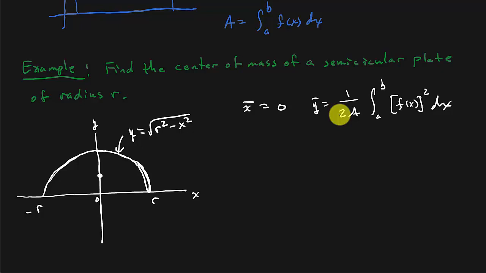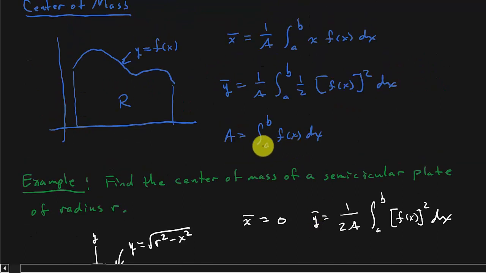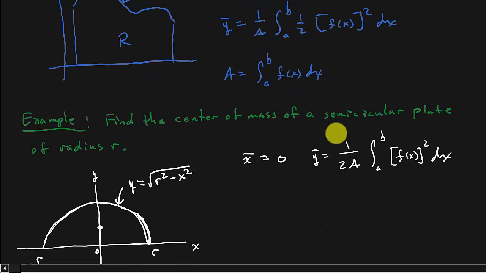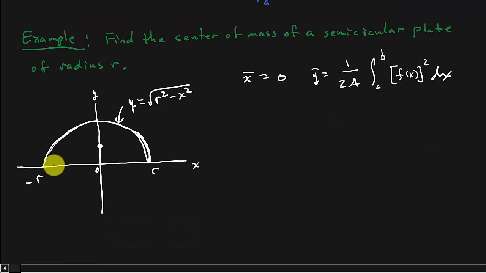Now for the area, we could integrate this thing to find the area. But come on, what is this? This is a semicircle. So I know the area is 1/2 times pi r squared, right? Because the area of a circle is pi r squared. I've got a semicircle, so that's half of that. Well, what's the radius? The radius is r, so there's my area right there. So I know A is equal to 1/2 pi r squared.